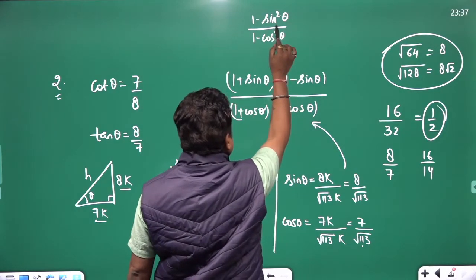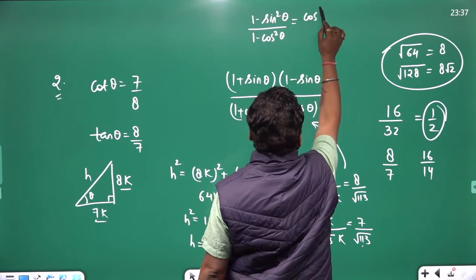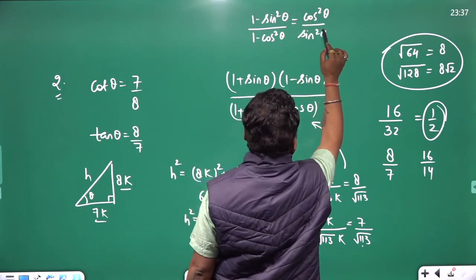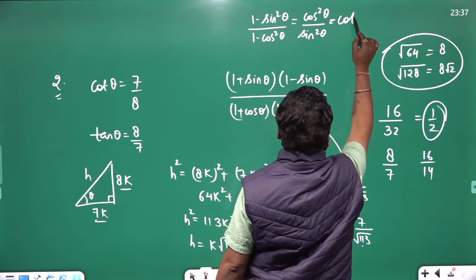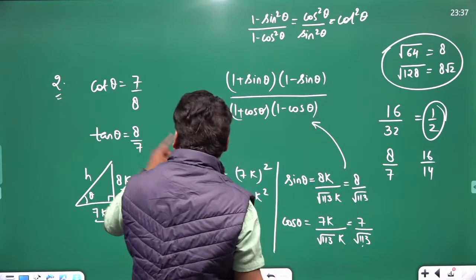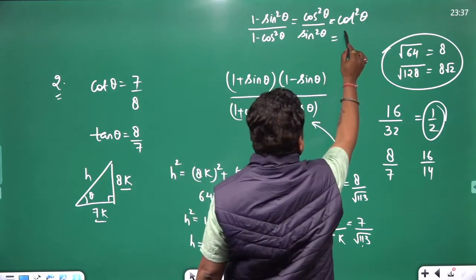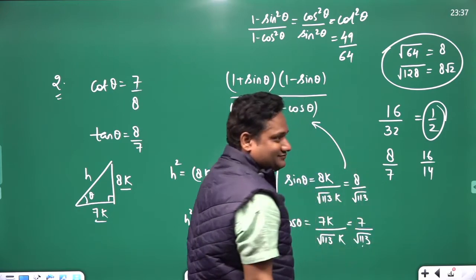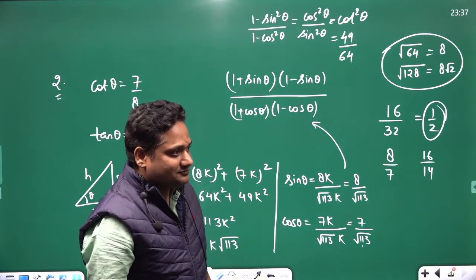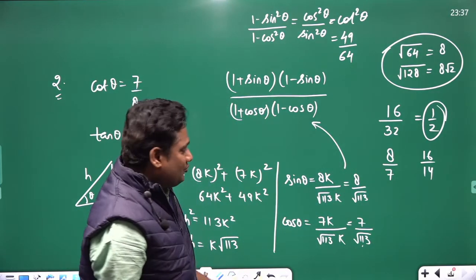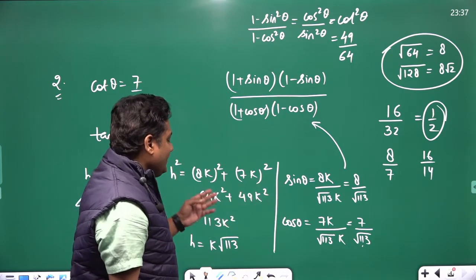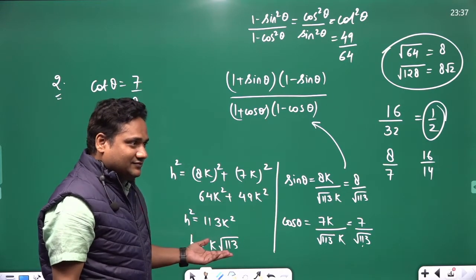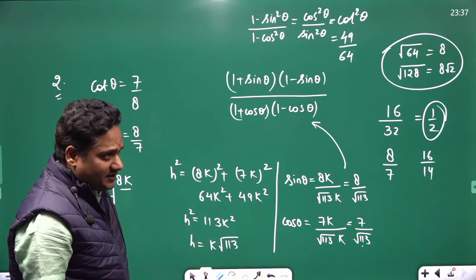And I know that 1 minus sine square theta is cos square theta, and 1 minus cos square theta is sine square theta. So it is nothing else but cot square theta. So the answer of this question is directly 49 over 64. Easy one, correct? No need to evaluate such kind of process which is very hectic, right? Clear?